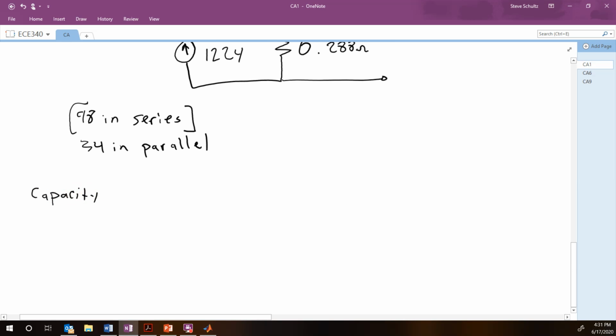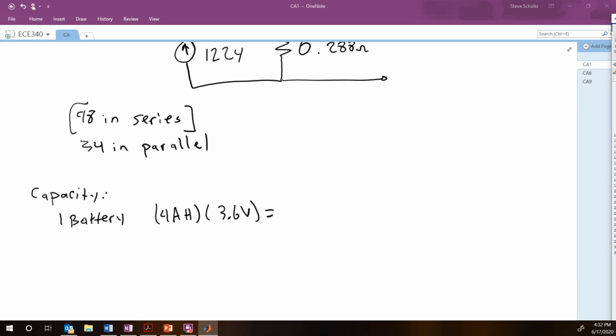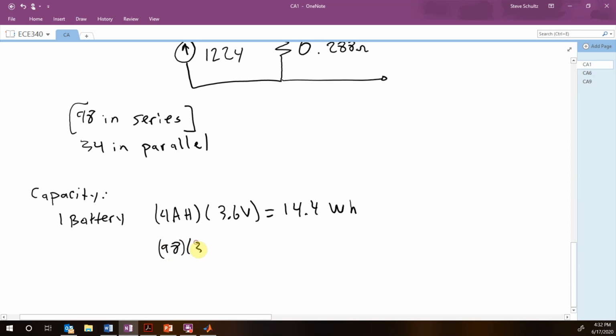So we want to see how much capacity you have for each. So let's go with one battery, which was 4 amp hours times 3.6 volts. So this is 4 times 3.6, which is equal to 14.4 watt hours. Okay, now we have 98 times 34 times 14.4.